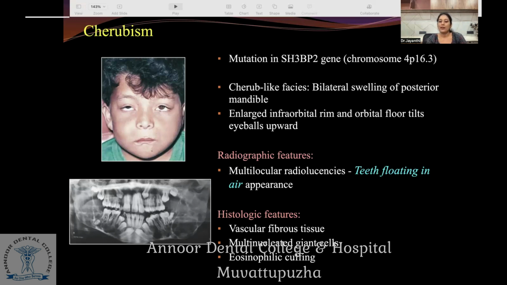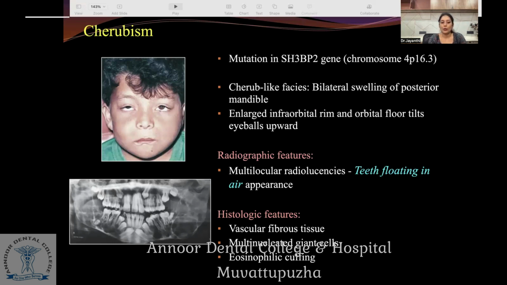Okay. So cherub-like faces are nothing but because of bilateral swelling of the posterior region of the mandible. In addition, depending on the severity, some patients may also get involvement of the maxilla. So the orbital floor and the infraorbital rim will be enlarged. As you can see in the picture, this will give an appearance of eyes upturned to heaven. It will look as if the patient is staring upwards. That is because of enlargement of the orbital floor and infraorbital rim. That's a very characteristic feature of cherubism.